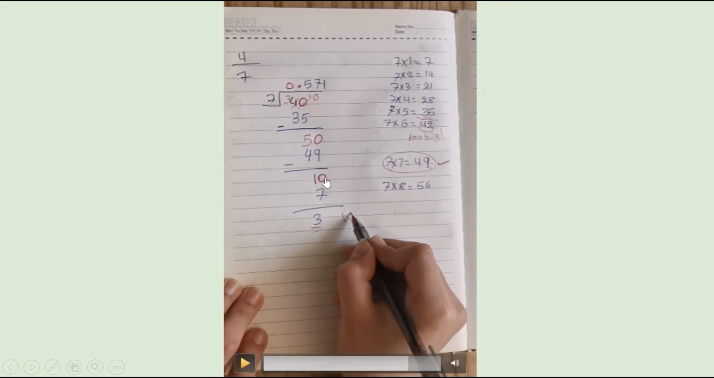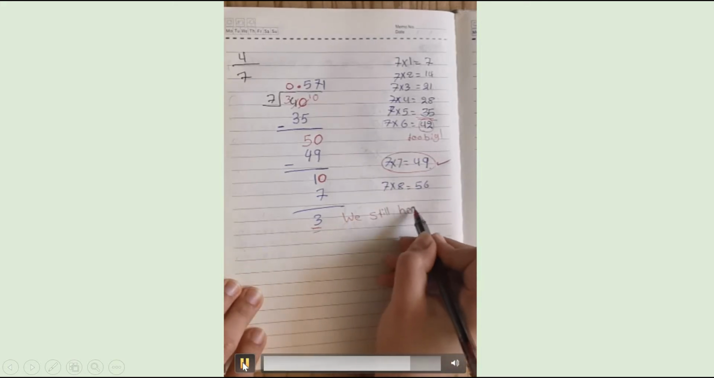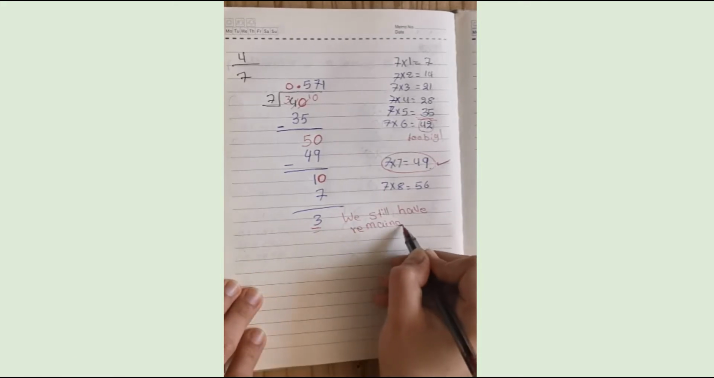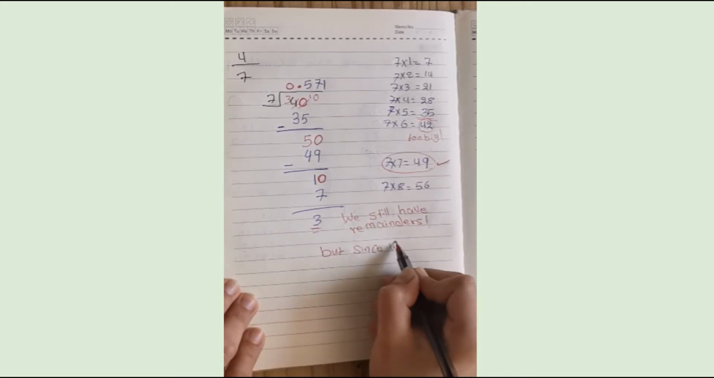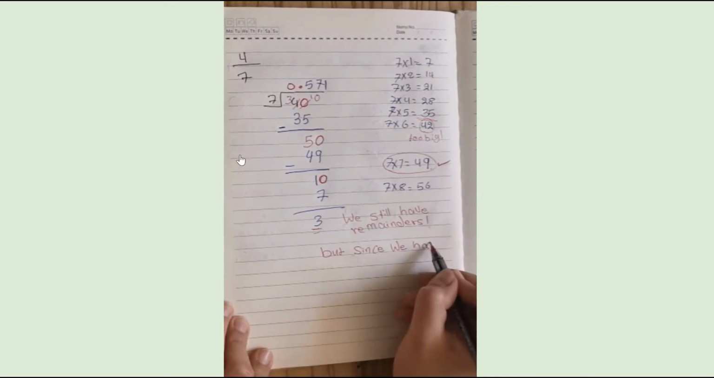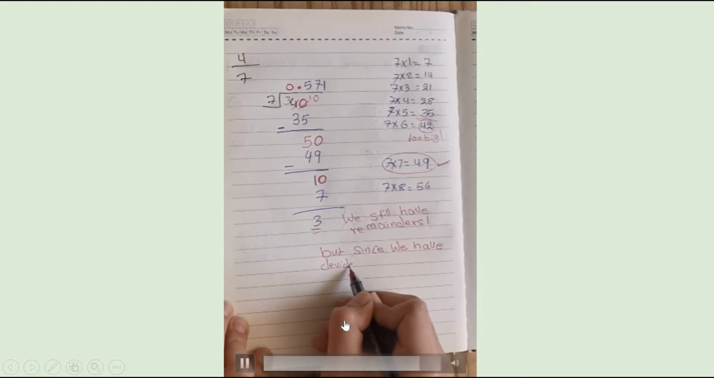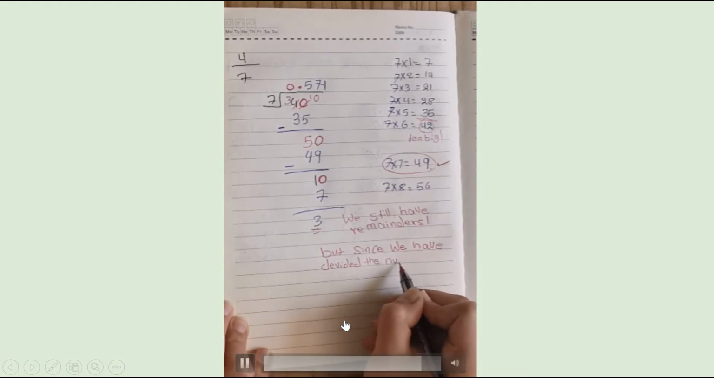We put a 0, and then we need to find the closest number to 10 in the multiples of 7, which is 7. 1 times 7 is 7, and if we subtract 7 from 10, we get 3. As you can see, no matter how much we divide, we will still have a remainder. But since we've done 3 places after the decimal point right here, we can just stop.